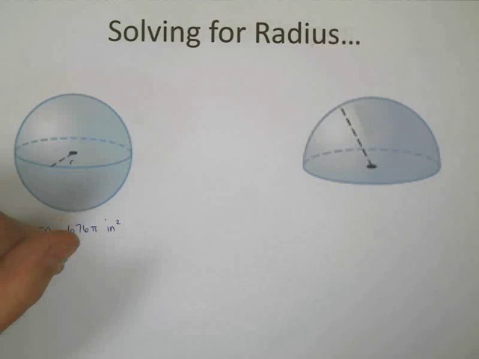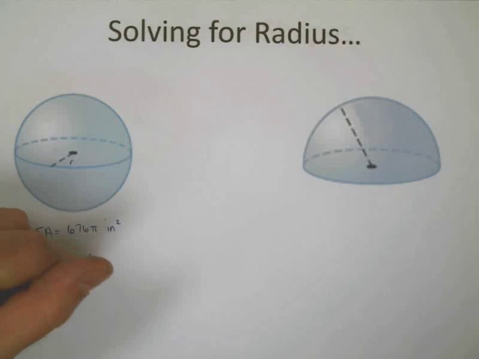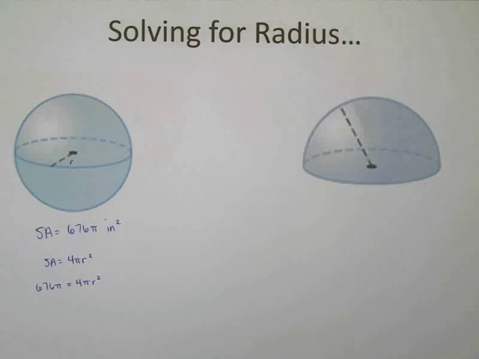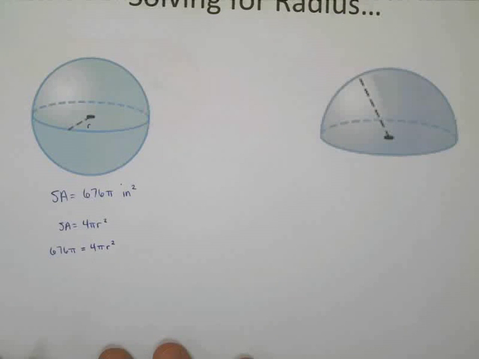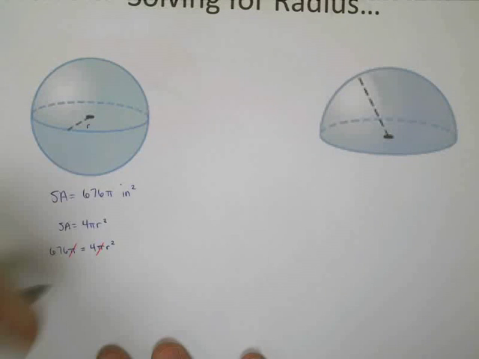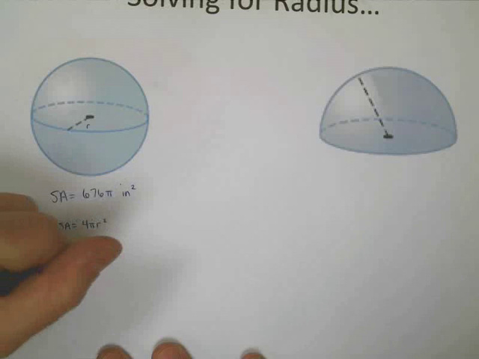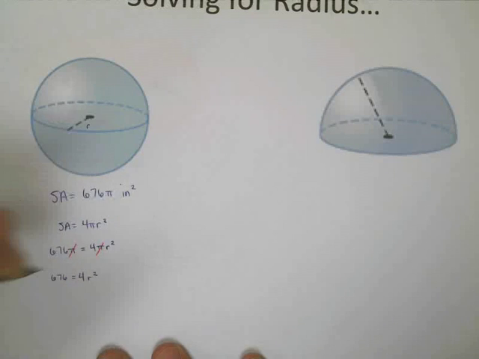Well, here's what I know. The surface area is 4 pi r squared. And the surface area in this case happens to be 676 pi. And I know I got that somehow by multiplying 4 pi r squared. And my job is to figure out what in the heck that r is. Well, the convenient thing about this is you'll notice that I have a pi on both sides, so that goes away. So now I'm down to 676 is equal to 4 times r squared.